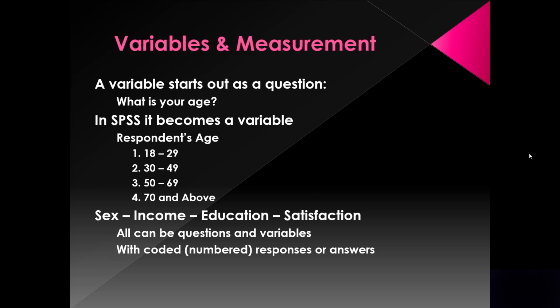Variables and measurement. A variable in a data set starts out as a question. For example, what is your age, or how old are you? In SPSS, it becomes a variable in the SPSS data set. So the question, what is your age, becomes respondent's age. And the answer categories that you might set up in SPSS are these four ranges, 18 to 29, all the way to 70 and above.